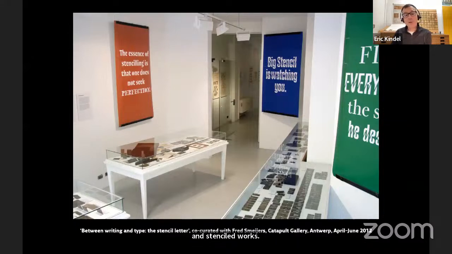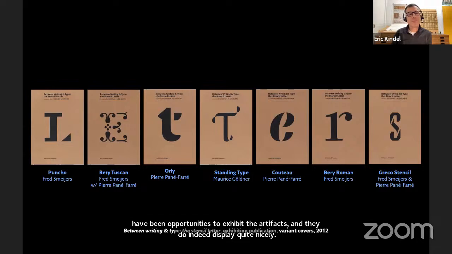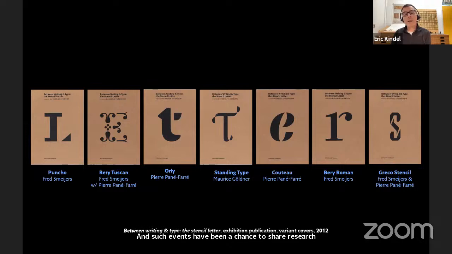There have been opportunities to exhibit the artifacts, and they do indeed display quite nicely. And such events have been a chance to share research findings with an audience beyond academics and specialists. And in this instance, the exhibition also involved type designers in creating digital stencil typefaces, either original in design or that revived historical designs that I had documented.